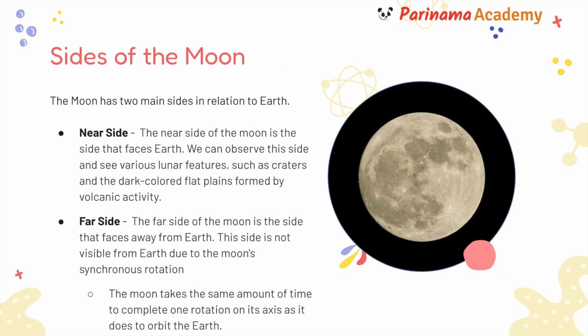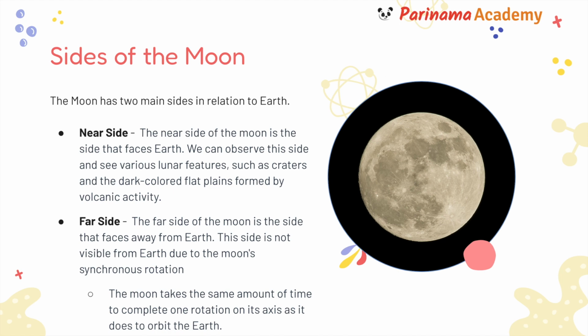The moon has two main sides in relation to Earth. Near side. The near side of the moon is the side that faces Earth. We can observe this side and see various lunar features such as craters and dark colored flat plains formed by volcanic activity.